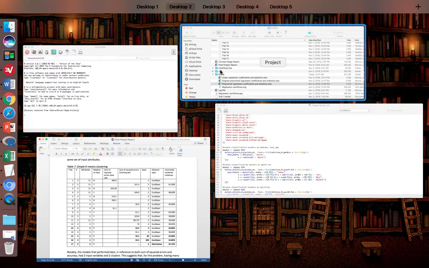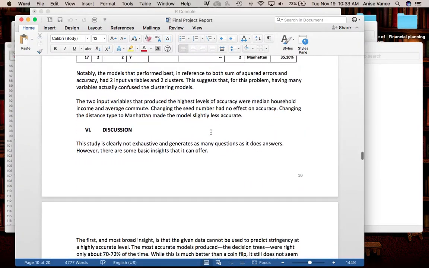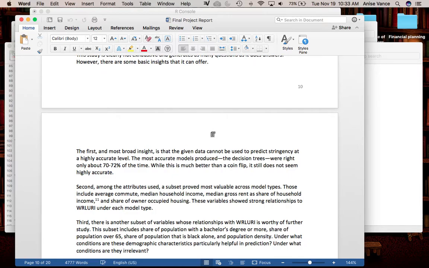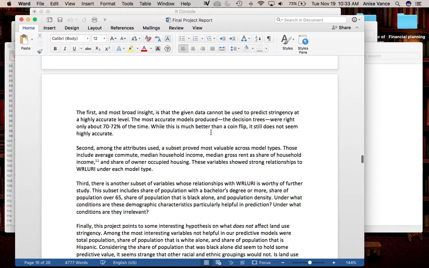So essentially, there are a lot of things in this analysis that obviously could be improved. You can't do everything in a project like this. But one of the first things to note is that I don't think this data set can really highly accurately predict stringency, right? We got our best results at about 70 to 72% accuracy.